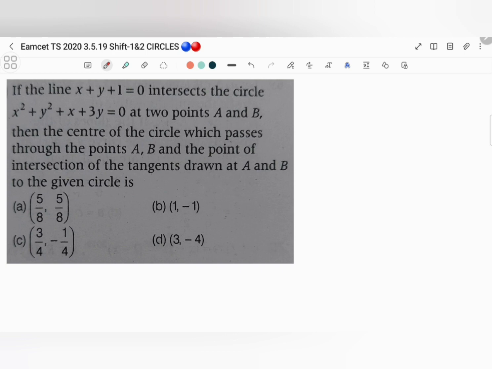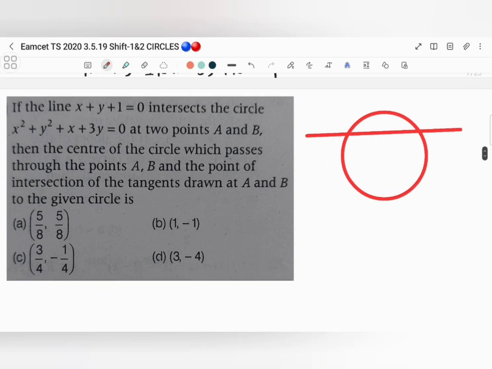So the line is intersecting the circle. This is the circle equation, intersecting the line at the points A and B. After that, the center of the circle which passes through the points A and B and the point of intersection of the tangents drawn from A and B. So from here to here, one tangent if you draw like this, and even from here to here, it is one of the tangents at the point B. This point they are asking.